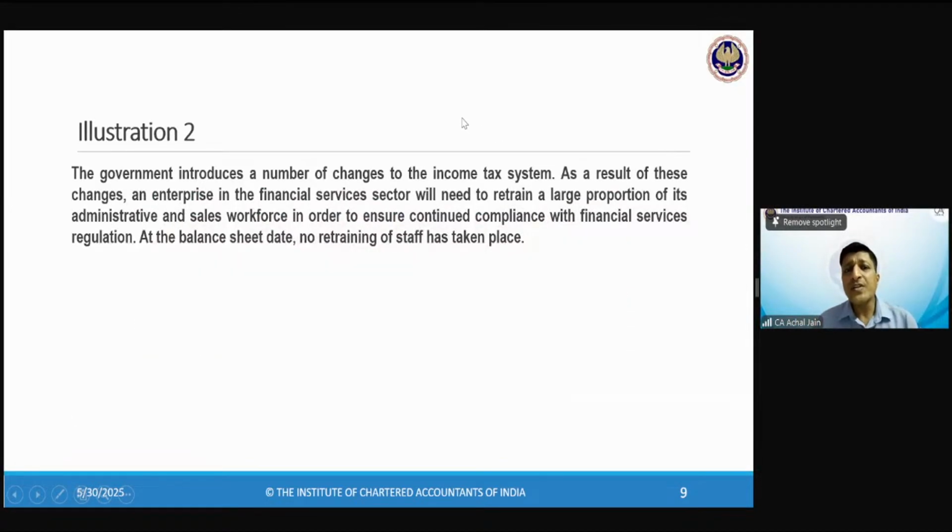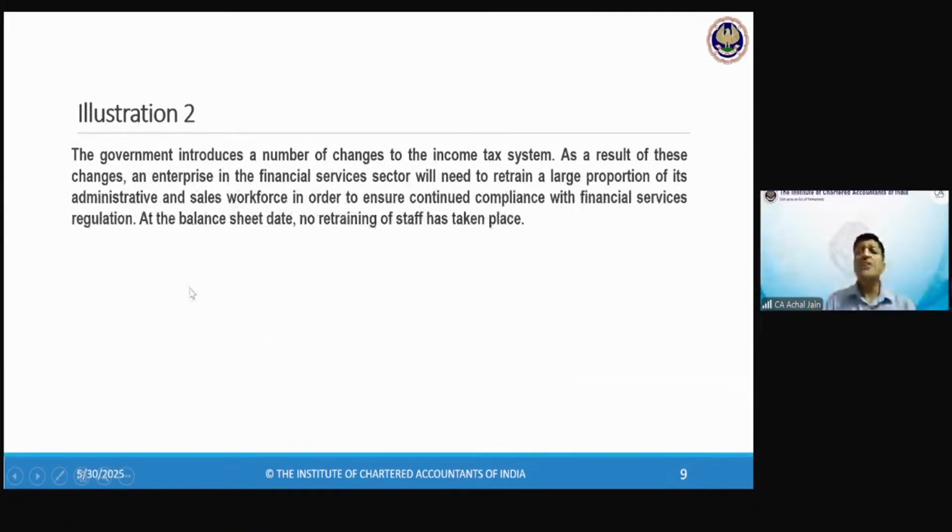Government introduces a number of changes to the income tax system. As a result of these changes, an entity in the financial services sector will need to retrain a large proportion of its administrative and sales workforce in order to ensure continued compliance with financial services regulation. As at the balance sheet date, no retraining of the staff has taken place. So what is your thought on this? How will you consider this? What is required to be done? Over to you quickly.